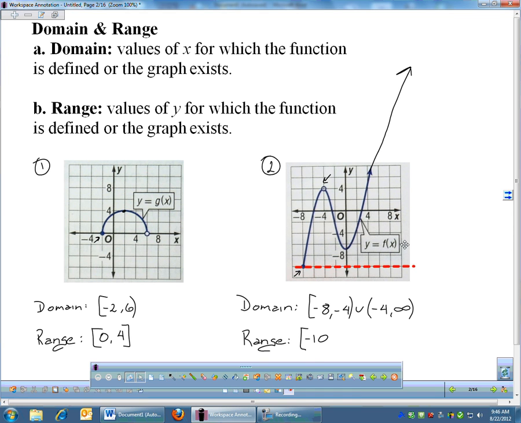Then I'm going to drag up. I'm touching my graph. When I get to like -4, I'm touching my graph all over the place, 3 different times. So I'm touching my graph. That's part of the range. I keep going.